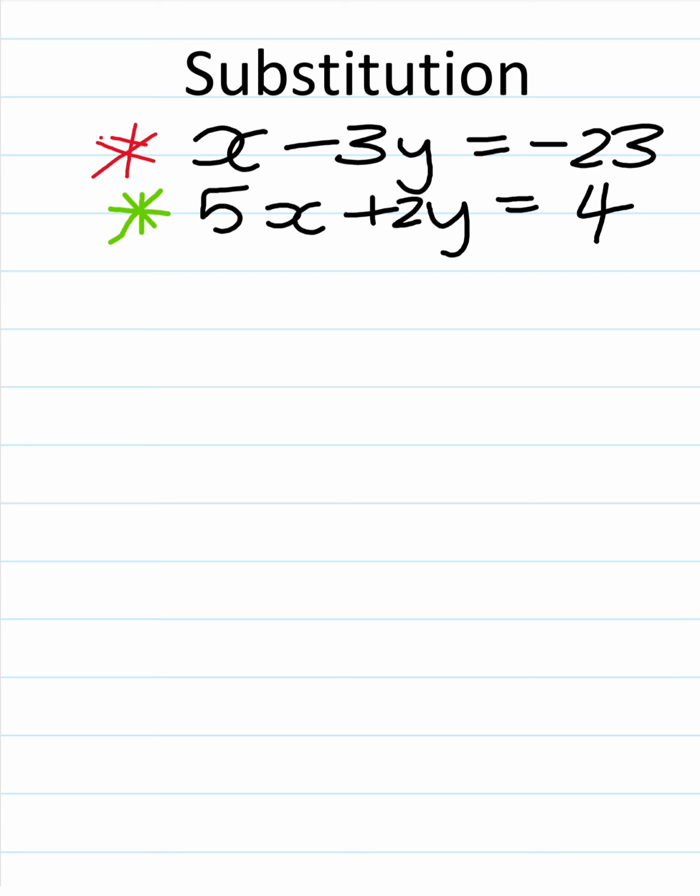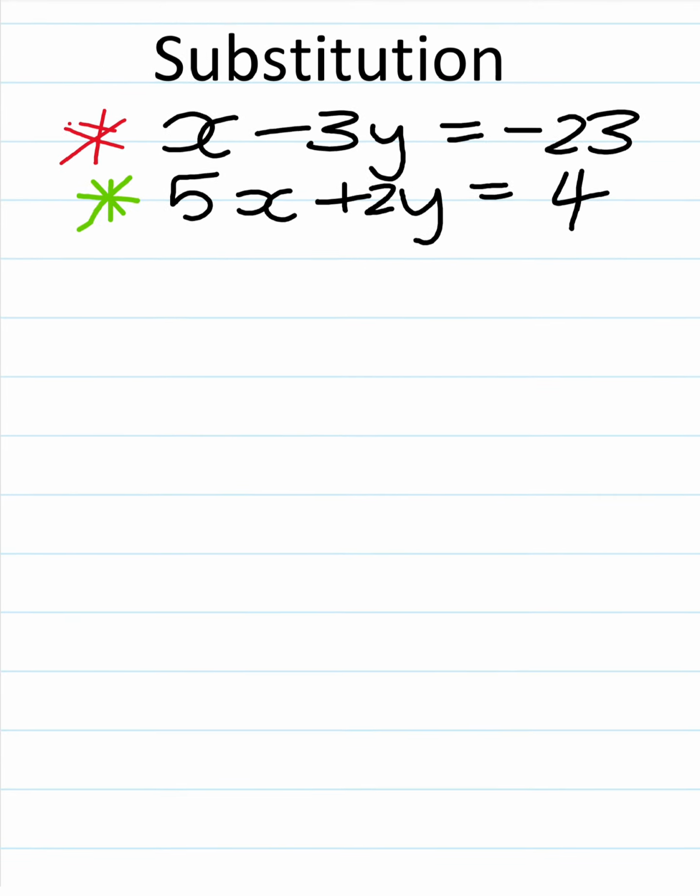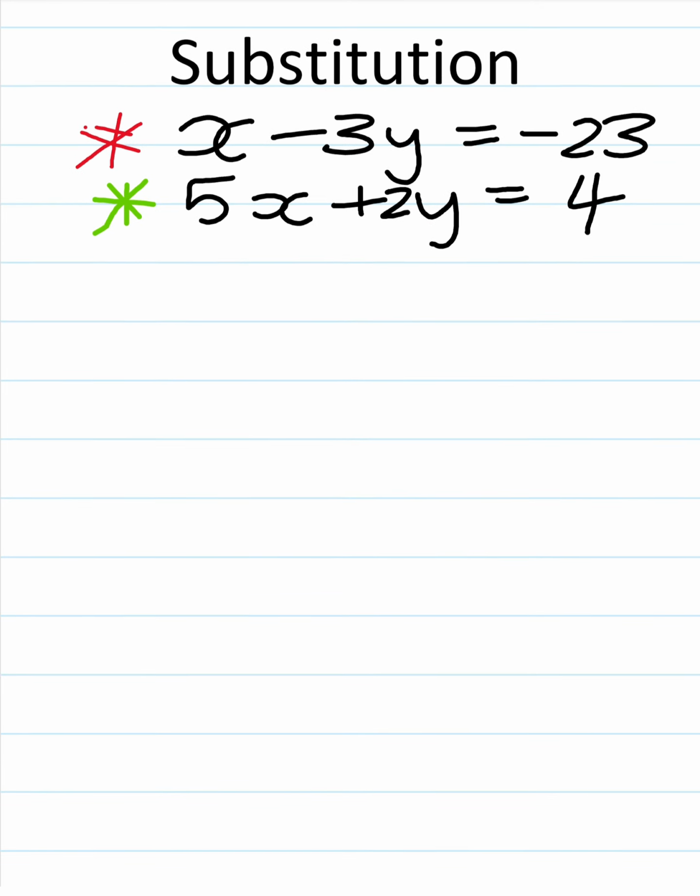Our first equation is x minus 3y equals minus 23, and our second equation is 5x plus 2y equals 4. Having looked at the equations, it seems easiest to first rearrange for x in the first equation, which I've marked in red. This is because the number in front of x is simply a 1, and we won't need to divide through by anything. Let's do this now.